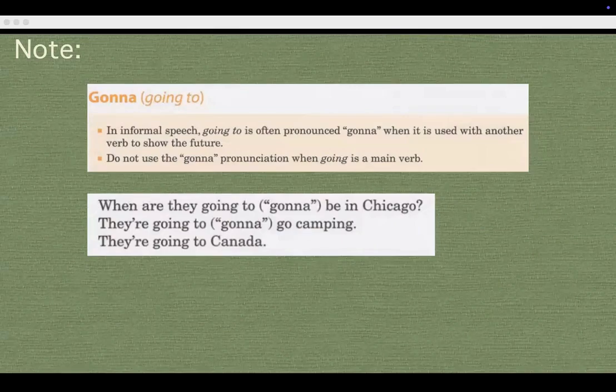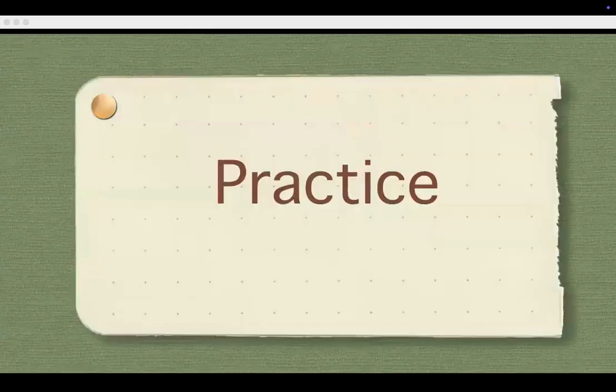And it becomes they're gonna go camping. Okay, so we already learned about six consonant sounds, including three voiced consonant sounds and three voiceless consonant sounds. So now it's time to practice.